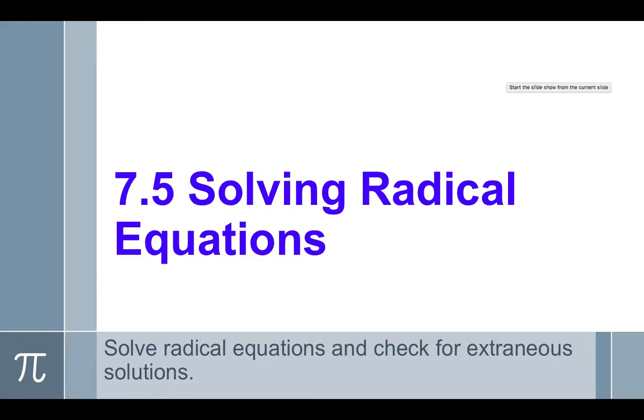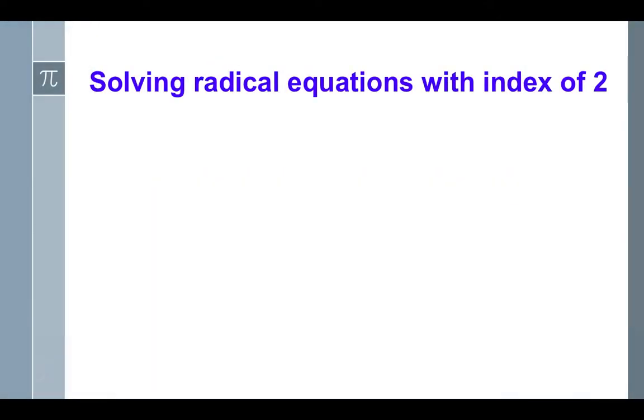All right, welcome everyone to the last section for this particular chapter, looking today at solving radical equations. So we've learned a lot about how to simplify radicals and how to use rational exponents in place of radicals, and now we're going to put this all together in the algebra world and solve equations with them. So let's take a look at what we're going to do.